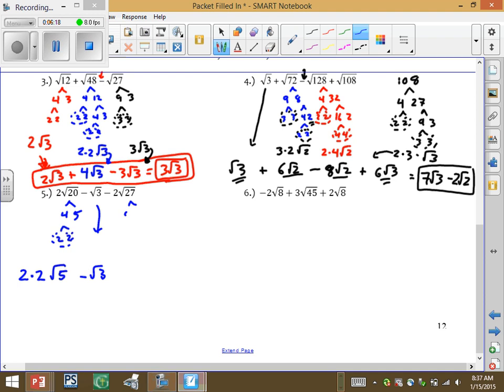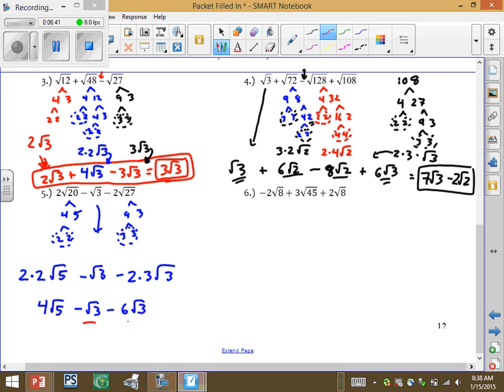And then 27 is 9 times 3. Again, 3 times 3, which means a 3 is going to break out. There's already a 2 out there, so we got a 2. The 3 is already going to join the 2, excuse me, and then one of the 3's got left behind. So let's clean this up a little bit. So we end up with 4 square root of 5 minus square root of 3 minus 6 square root of 3.